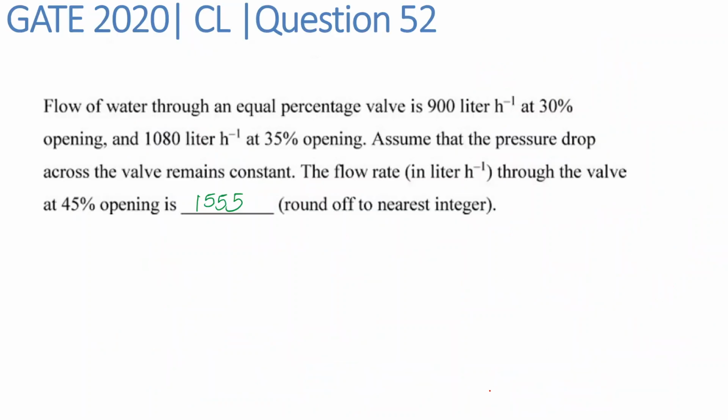So the final answer, that is the flow rate through the valve at 45% opening, we can write as 1555.